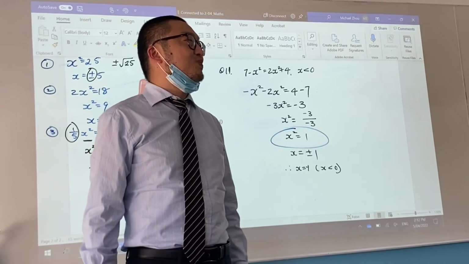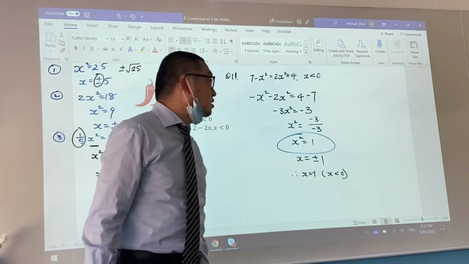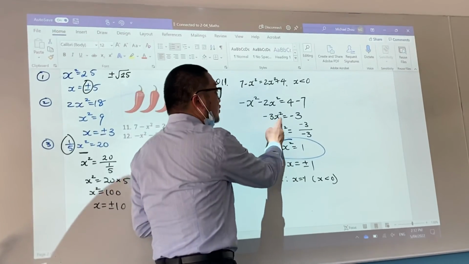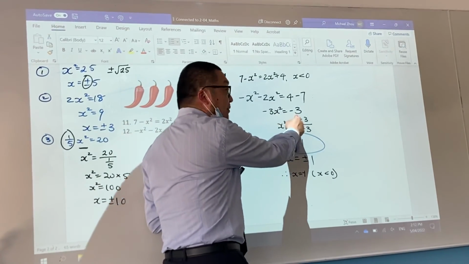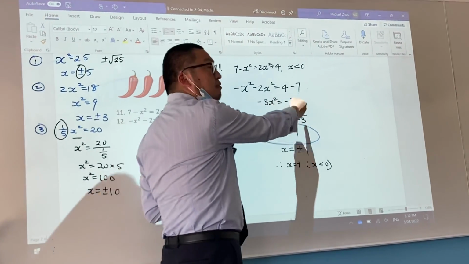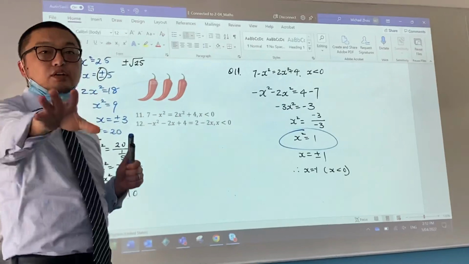How does minus 3 equal 1? Minus 3 over minus 3. It's negative 3 times 1 gives me negative 3. I'm not saying negative 3 equals 1. I'm saying negative 3 times what gives me negative 3. Oh, okay. Thank you.